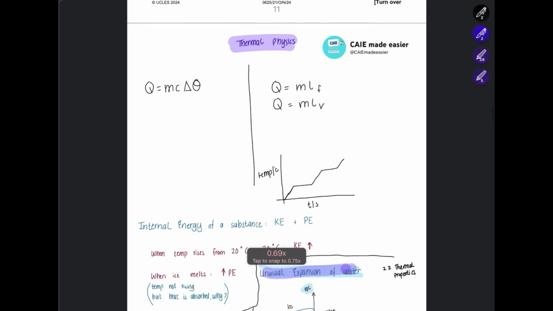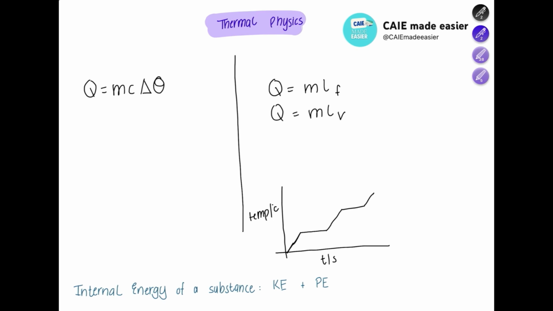Okay, now we can quickly review thermal physics. So first, this equation: Q equals mc delta theta. This equation focuses on specific heat capacity. C here represents specific heat capacity. It means the amount of energy needed to increase the temperature of 1 kg of a substance by 1 degree Celsius. For example, if you have an aluminum block of 1 kilogram, how much energy in joules do you need to give to increase the temperature by 1 degree Celsius.